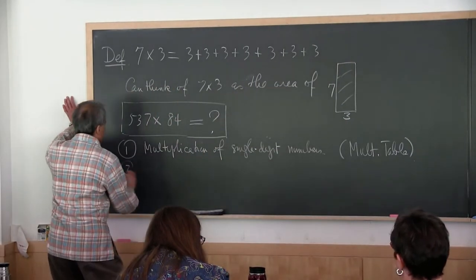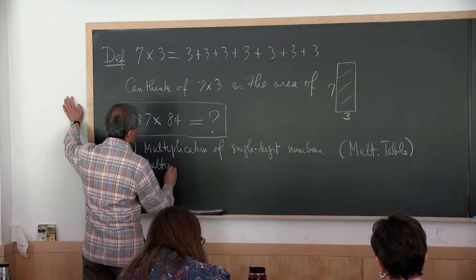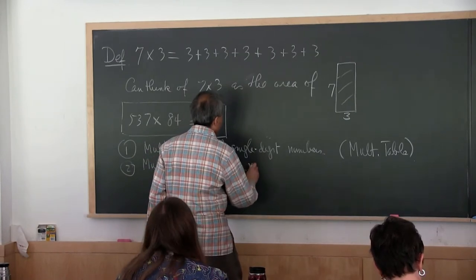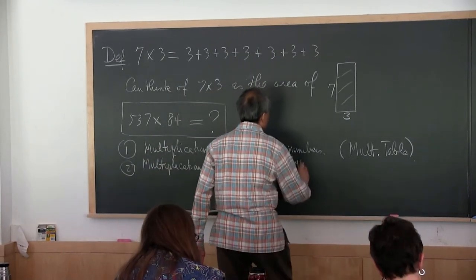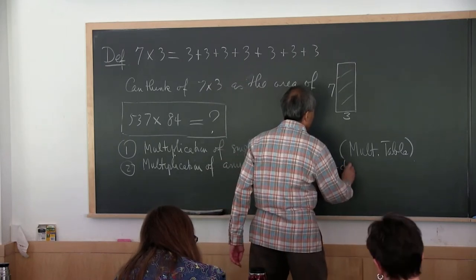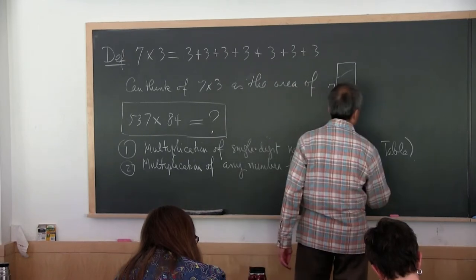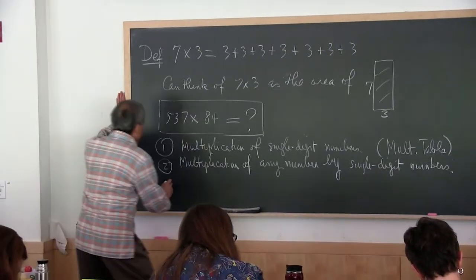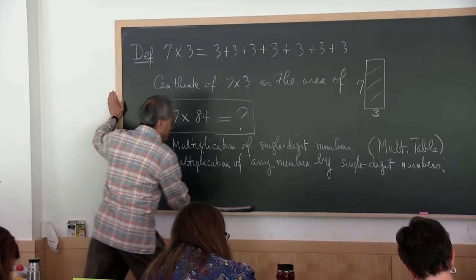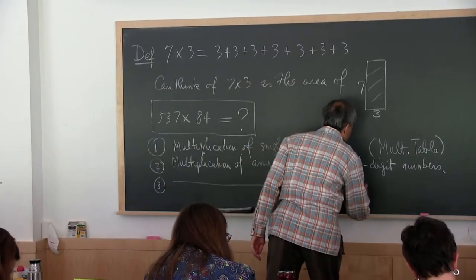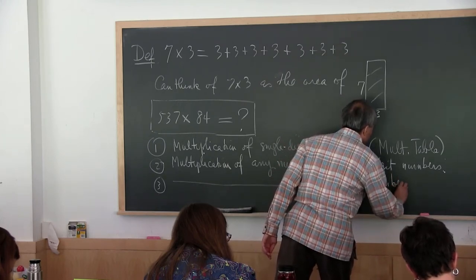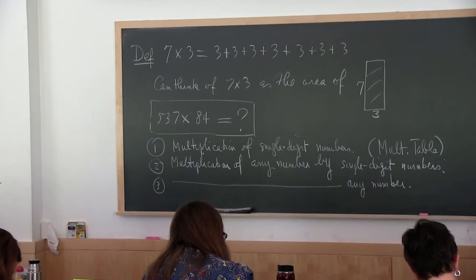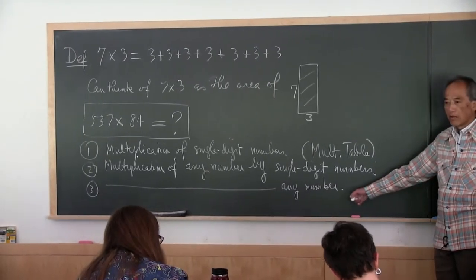The second step is multiplication of any number by single digit numbers. And the third step is multiplication by any number. Of course, then when I get to this point, I'm done, right?